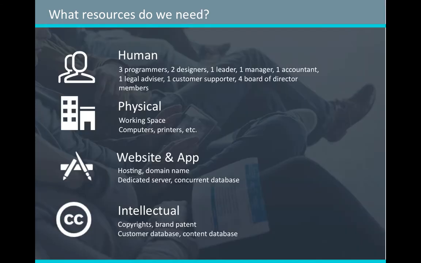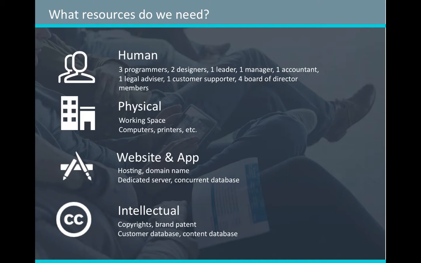So what resources do we need? For that we actually looked quite a lot into the key resource part of the business model canvas, and we came up with these four main resources, consisting of firstly human resources. We need 3 programmers, 2 designers, 1 leader, 1 manager, 1 accountant, 1 legal advisor, 1 customer supporter, 4 board of director members. This would be the ideal situation, of course.